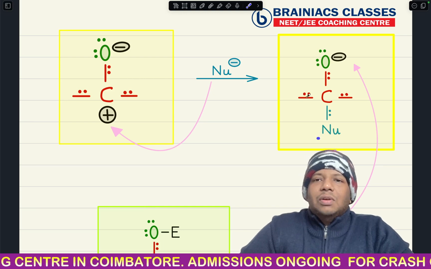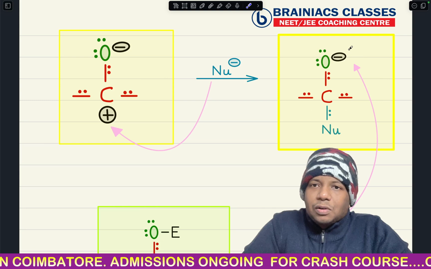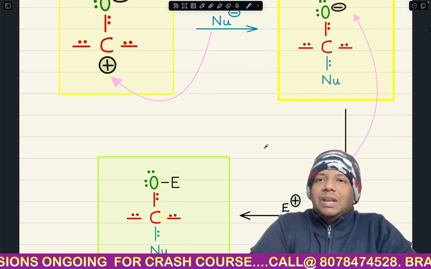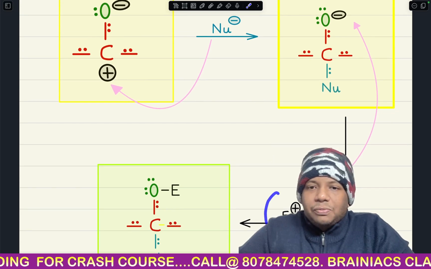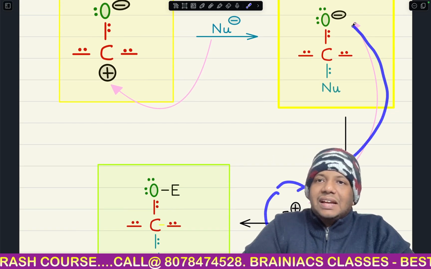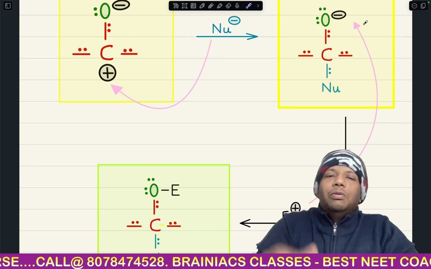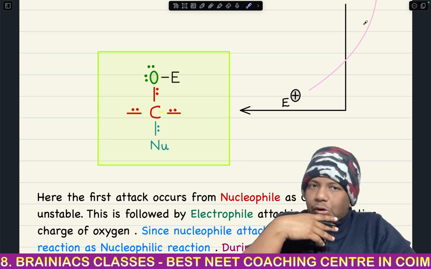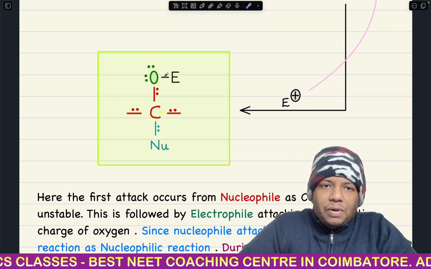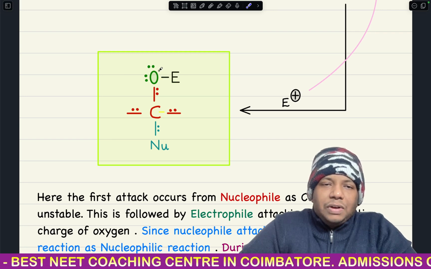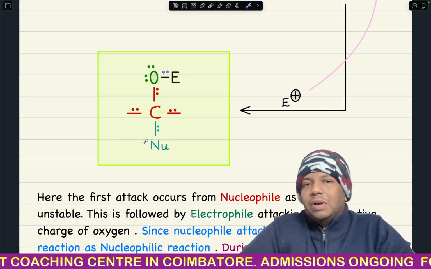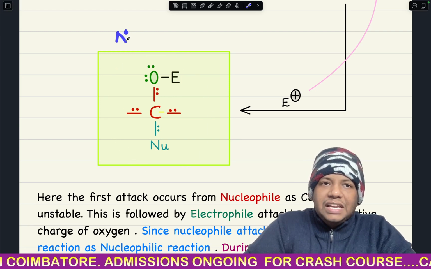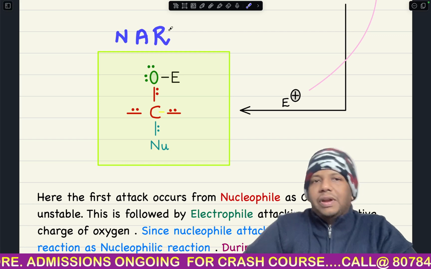Okay, now you can see the octet of carbon is complete, but still the compound is charged because of the negative charge present on the oxygen atom. So what will happen in the next step? The electrophile will have a tendency to attack the negative charge to make the compound neutral, because an uncharged compound is always more stable than a charged compound. So the electrophile takes a pair of electrons from the oxygen atom and forms a bond like this. This is how you get a nucleophilic addition product.